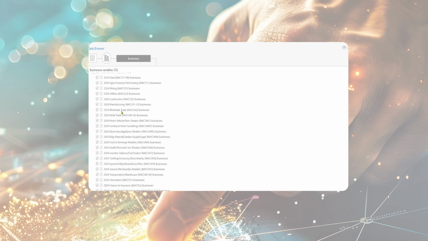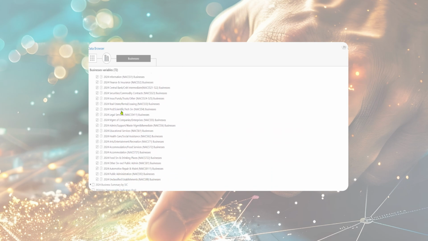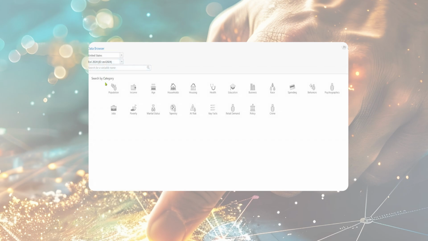Esri actually has two tiers of data. They have standard demographics, which is pretty consistent no matter the country. And then they have advanced demographics, which has a lot more detail, but it's only available for certain places. So basically, you can pick the level of detail that you need. It's almost like choosing between a basic roadmap or a super detailed topographical map, right?